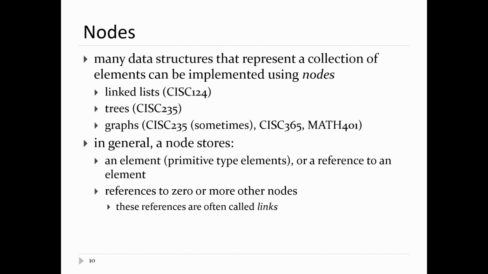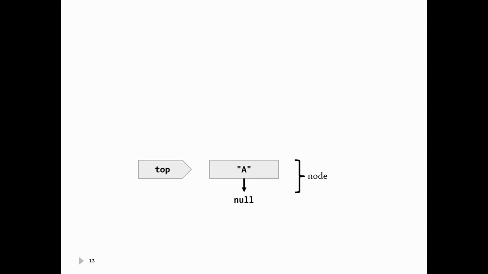So we're going to use this node structure. Remember what a node is. A node stores an element, and it also stores a reference to the next node in the sequence, which we're going to call a link. If the stack only has one element, that link is null because there is no other next node in the sequence.